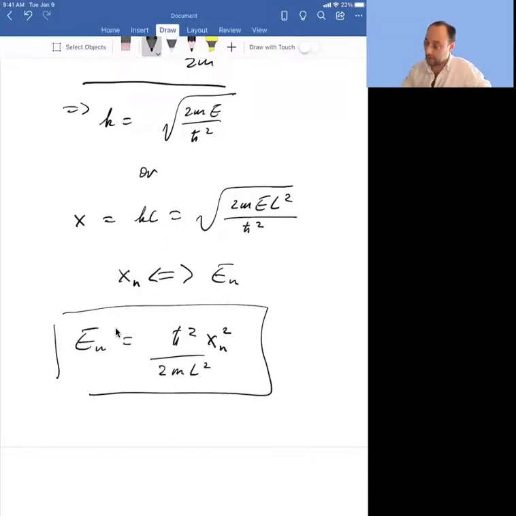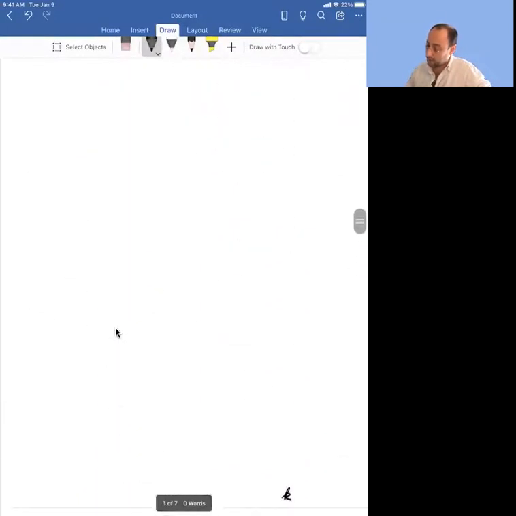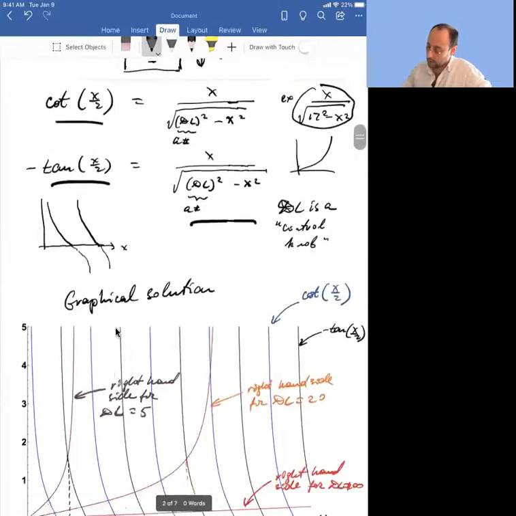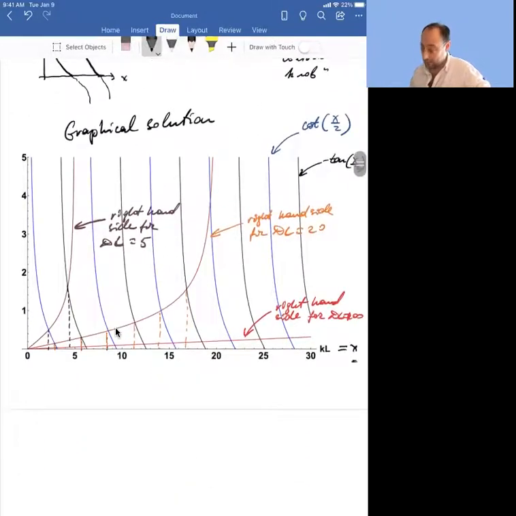I would like to draw your attention to one interesting fact. In the infinite well, there were an infinite number of levels. In a finite well, there's a finite number of levels. If you look at this graph, you can see you only have a finite number of intersections. For example, for DL equals 5, there are really only two solutions, two values of x at which the right-hand side equals either the tangent or the cotangent. That's it, just two solutions. Two values of x, meaning two values of energy. There's a finite number of levels.